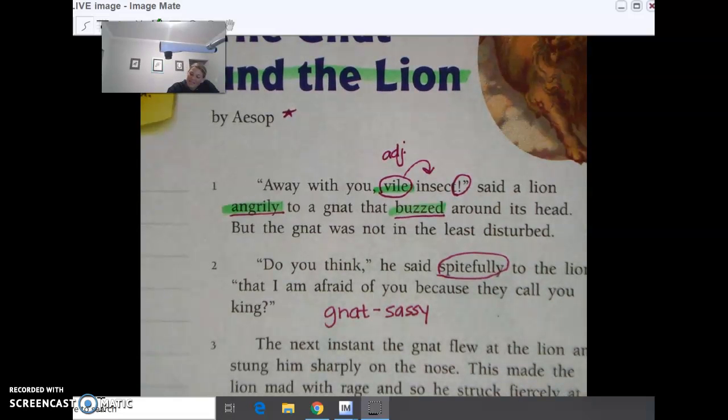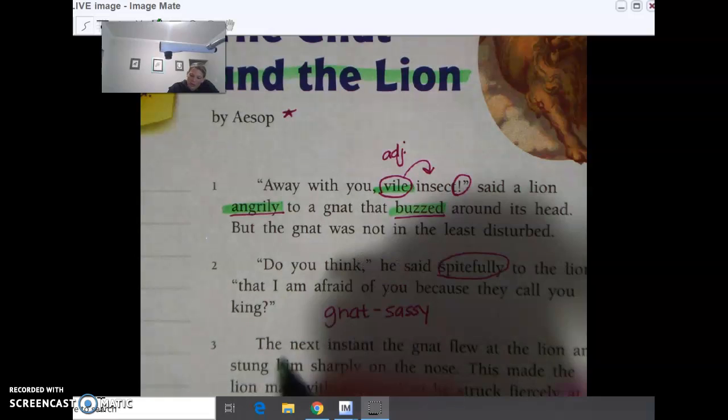The next instant, the gnat flew at the lion and stung him sharply on the nose.